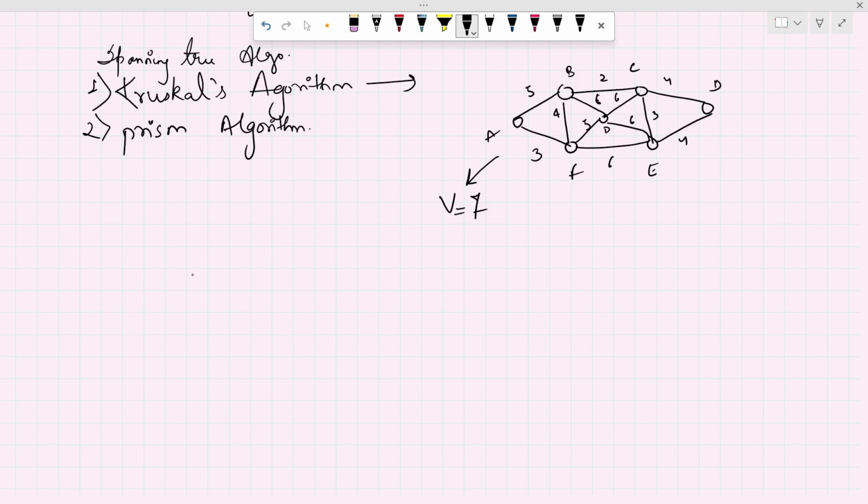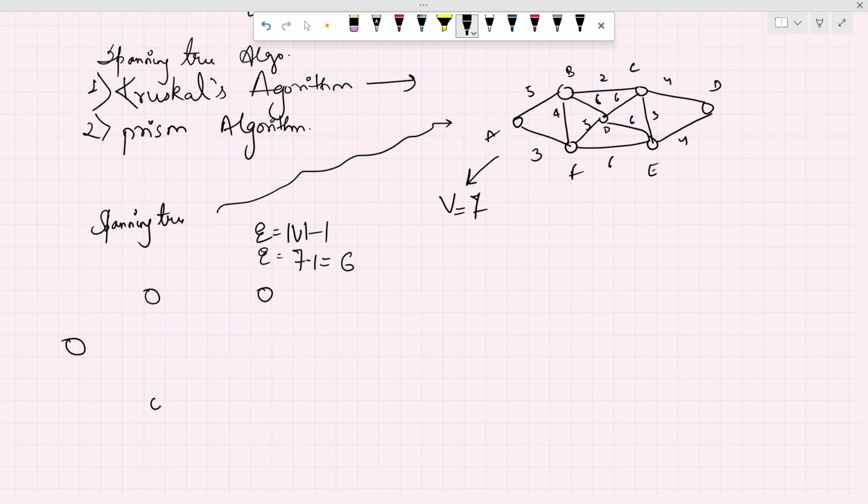If we are making a spanning tree which is derived from this graph, how many edges should be there? What I told you is that to derive a spanning tree, edges equal vertices minus 1. So edges will be 7 minus 1, which is equal to 6. So now we are drawing a perfect path, a shortest path, with 6 edges and 7 vertices. First of all, we write the vertices 1, 2, 3, 4, 5, 6, 7. So we draw the vertices. Now the main thing is we have to determine the edges.